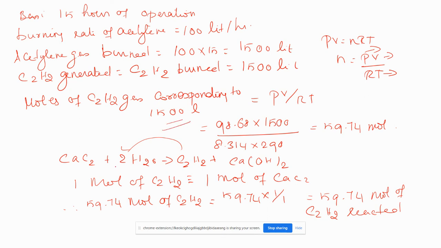Okay, now from that we have found how much amount of C2H2 is reacted. So now, sorry, not C2H2, CaC2 reacted. Calcium carbide reacted. But they have asked us the quantities in kgs. So moles into molecular weight will give you the answer in kgs, right? So multiply with molecular weight.